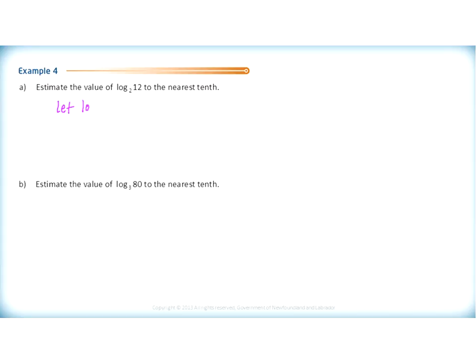So in the first example, we are asked to evaluate the log of 12 to base 2. So let's let the log of 12 to base 2 equal x. When we convert it to exponential form, we have 2 raised to the power of x must equal 12. So if we start to guess and check, we know that 2 squared is equal to 4. We know that 2 cubed is equal to 8. We know that 2 to the 4 is equal to 16.